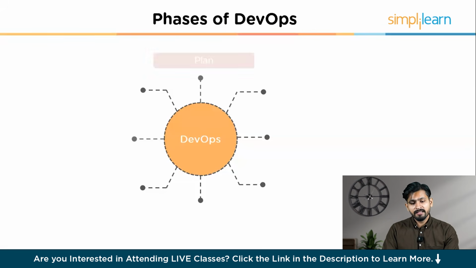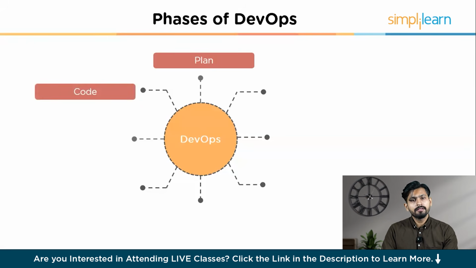So the first one is plan. The planning phase involves defining the project scope, identifying resources, and scheduling timelines. For example, Jira for task management and sprint planning, which helps in tracking the progress and prioritizing the work items.